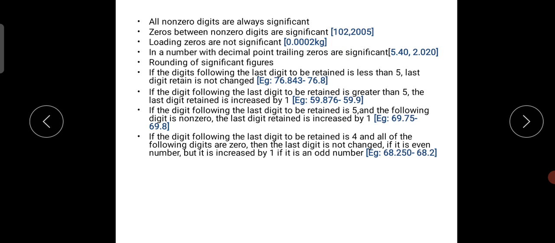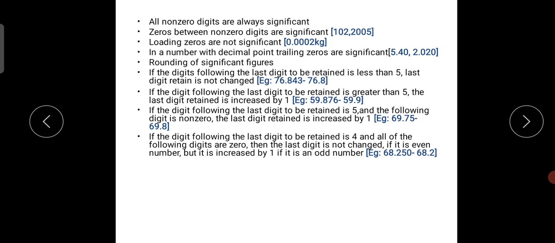Then leading zeros are not significant. See, these are leading zeros, because the duty of these zeros is to locate the decimal point. Next, 5.40 means that after the decimal point some zeros come like this. So these zeros are significant.